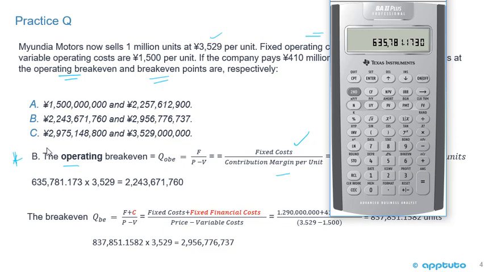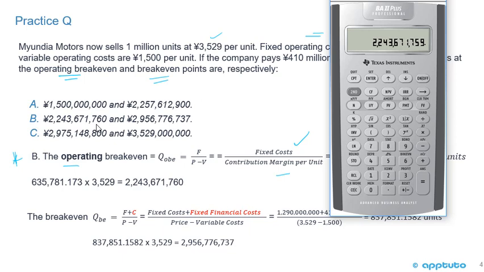I'll move the calculator over to the right-hand side a little bit, because our answers are in terms of dollars. So now we've calculated the break-even number in terms of units. We have to convert that to dollars, so we simply multiply by the 3529, and we get 243,671,759, which is rounding to B, 243,671,760. Okay, so the correct answer is B.